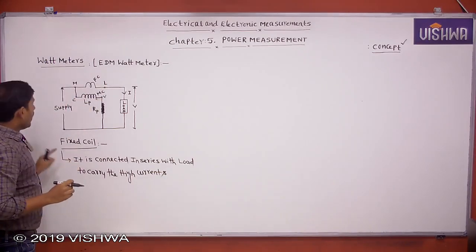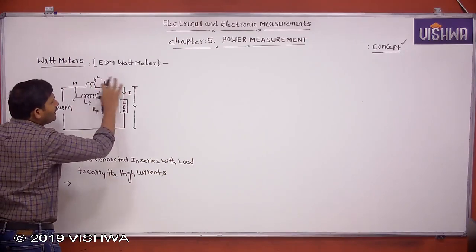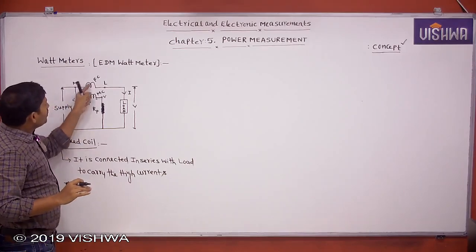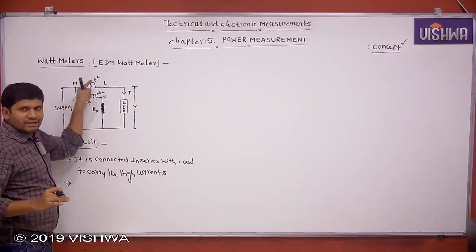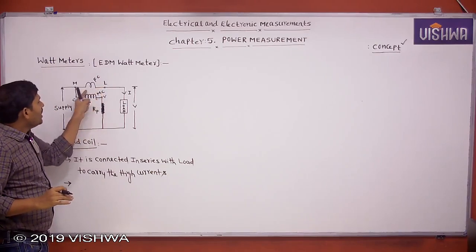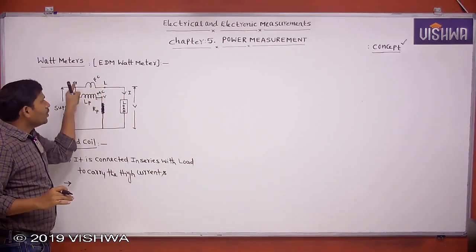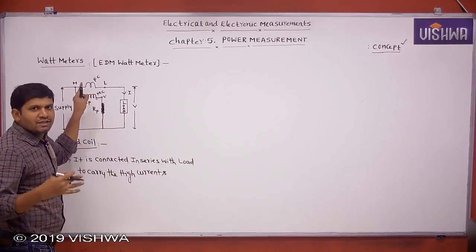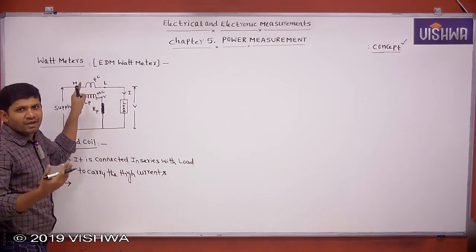Now it is connected in series with load to carry the high currents. Then if you want to carry high currents, it must have less resistance. That's why it is made with less number of turns, having low resistance, and it is a thick wire. It is similar to the series field winding in the case of DC machines.